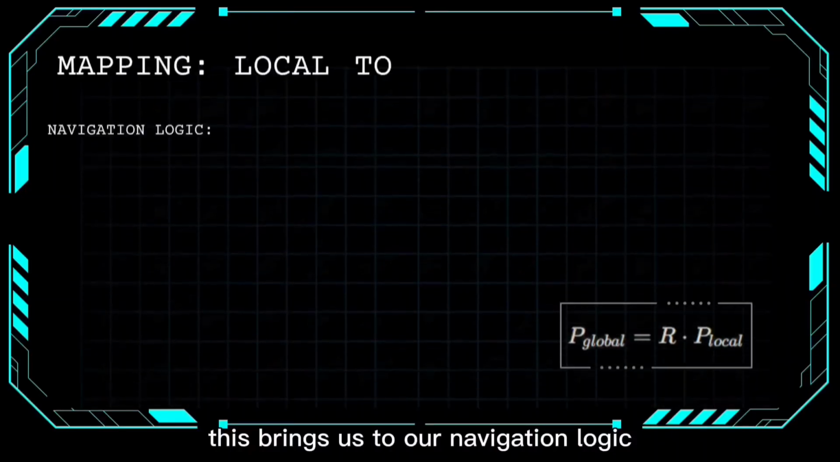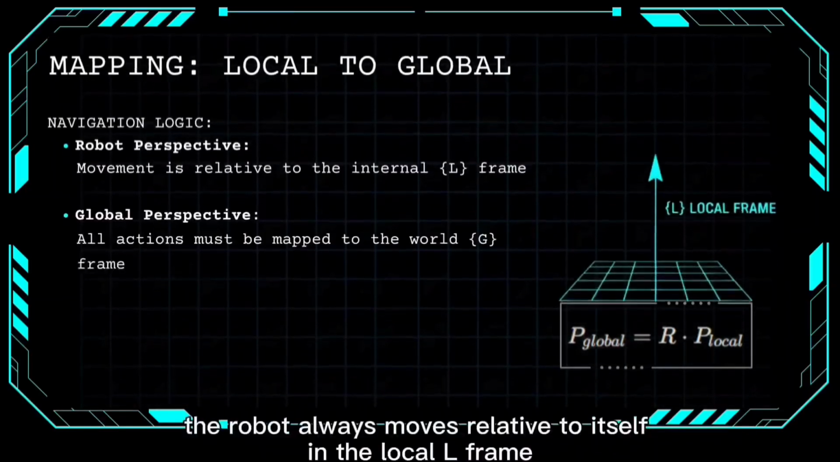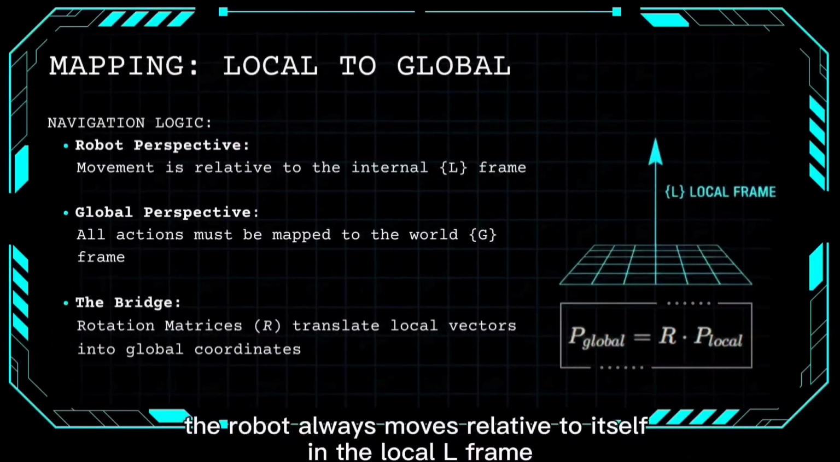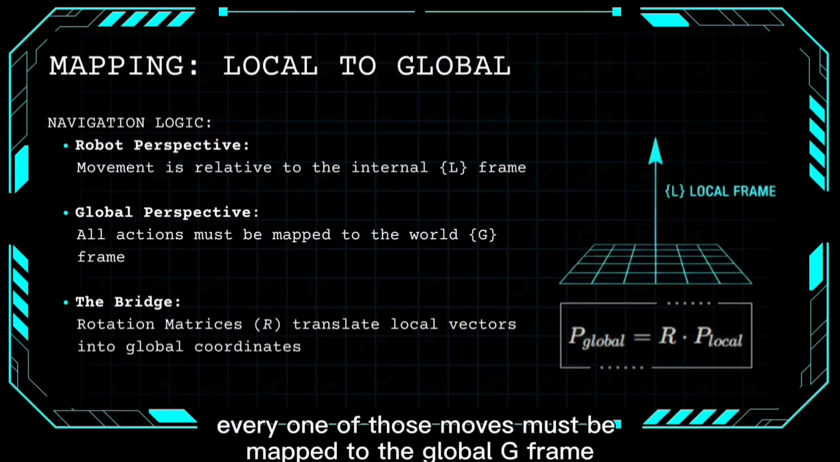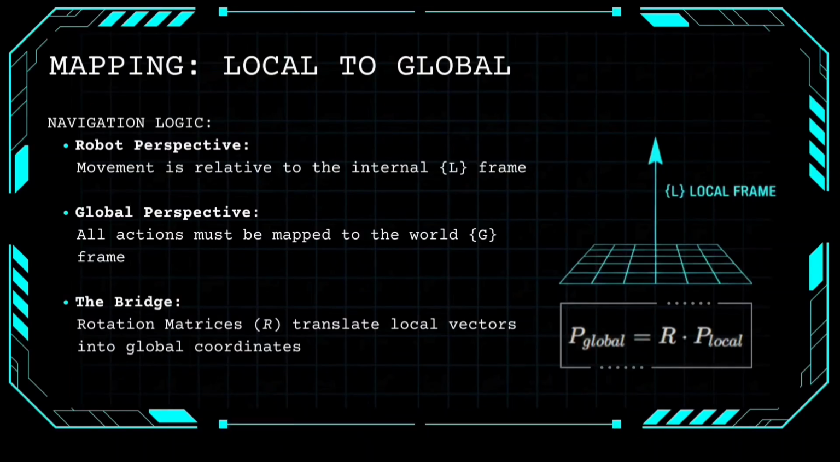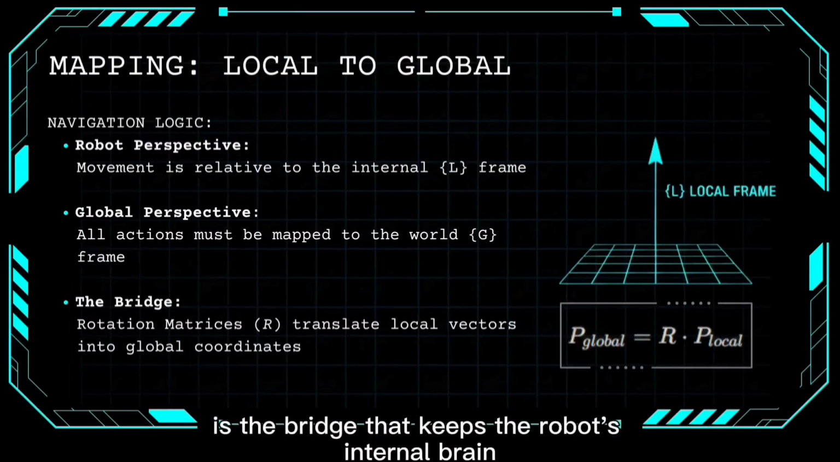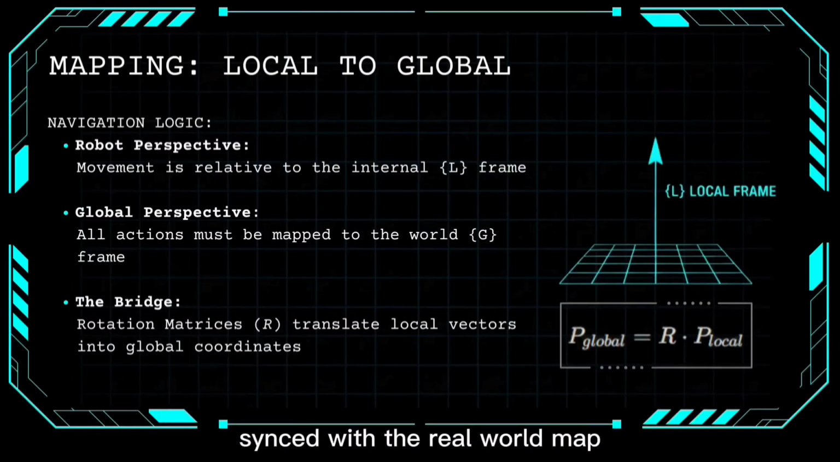This brings us to our navigation logic. The robot always moves relative to itself in the local L frame. However, to actually navigate a building, every one of those moves must be mapped to the global G frame. Our rotation matrix is the bridge that keeps the robot's internal brain synced with the real-world map.